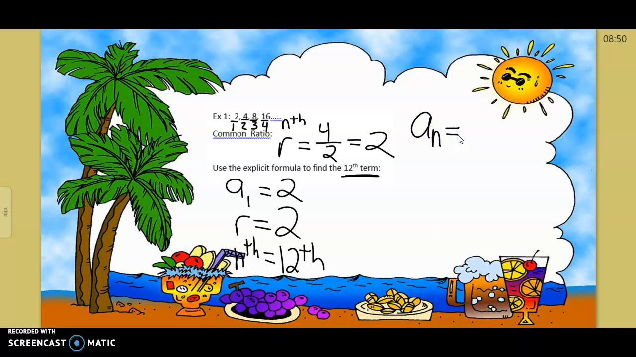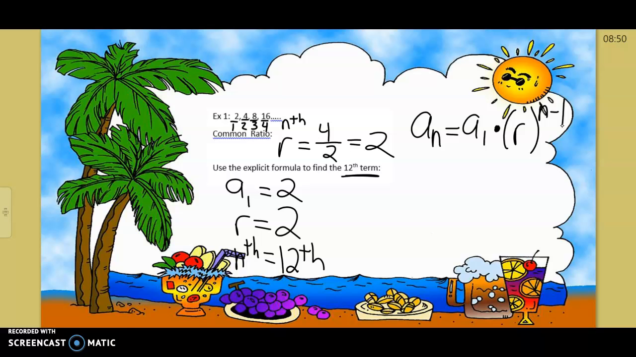AN is equal to A1, okay, plus, ooh, that's what's different today, multiplying, losing my mind here, times the R value, and now we're going to use exponents today, n minus 1. Just like how multiplication is repeated addition, what does an exponent do? An exponent repeats multiplication, so it's a faster way to do multiplying.